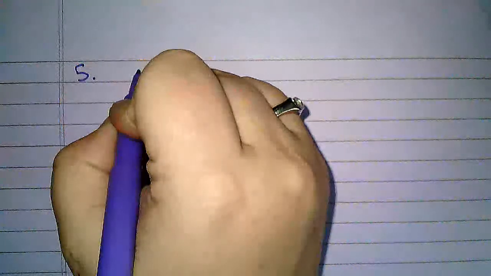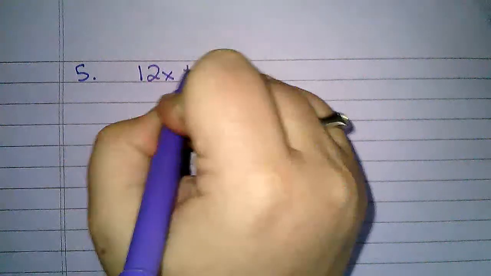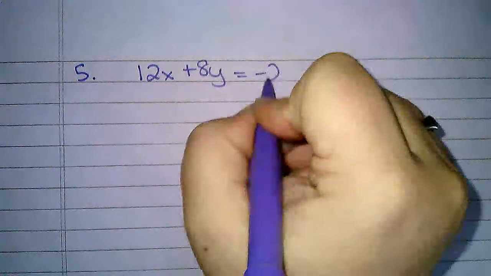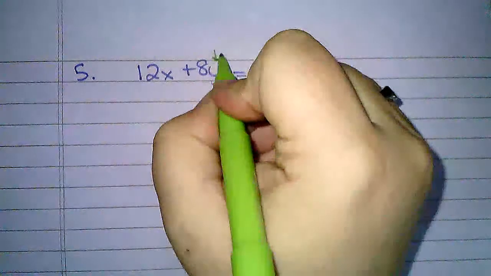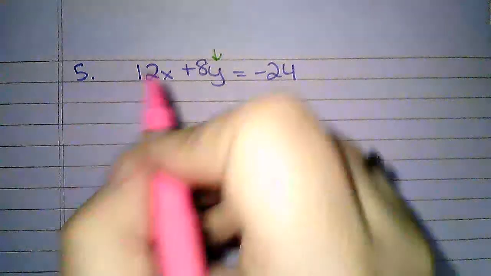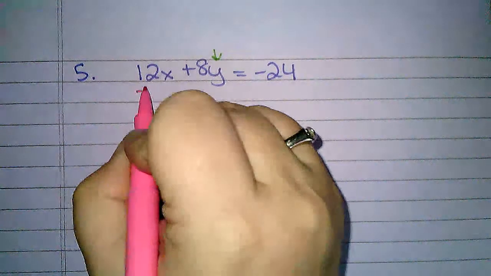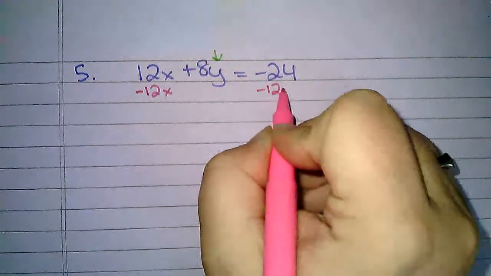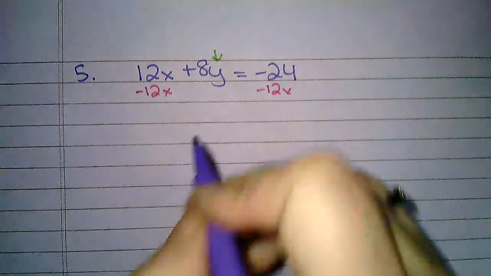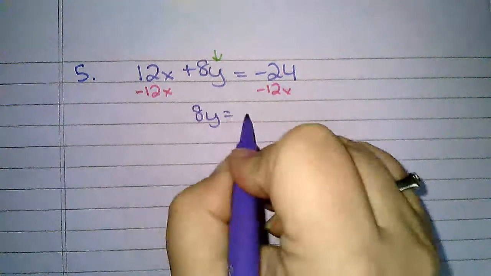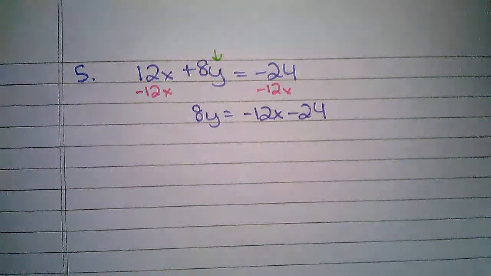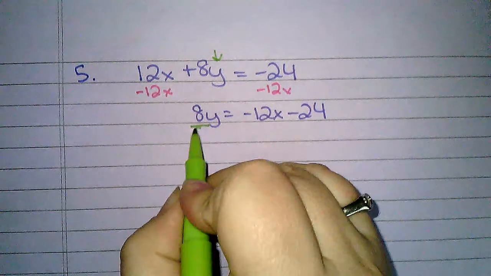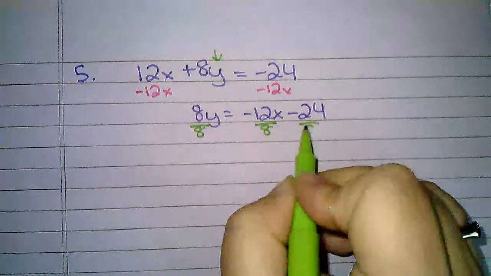So now on to 5. 5 says, rewrite this, 12x plus 8y equals -24 in slope-intercept form. Well, to get slope-intercept form, I need to get the y by itself. So the first thing I'm going to do is move my x term. It's positive, so I'll subtract it from both sides. So I've got 8y equals -12x minus 24. Then to get the y by itself, I need to divide by its coefficient of 8.